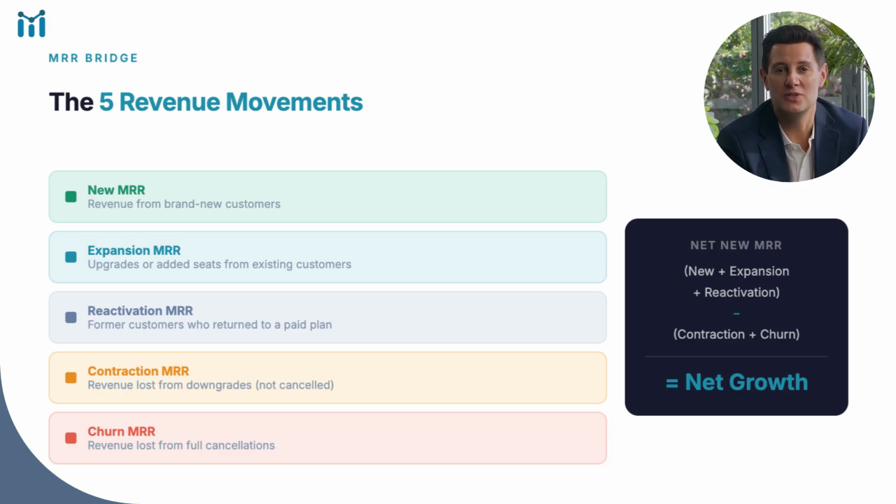New MRR, which is revenue from brand new customers. Expansion MRR. Additional revenue from existing customers who upgraded or added seats. Reactivation MRR. Former customers who return to a paid plan. Contraction MRR. Revenue lost when customers downgrade but don't cancel. Churn MRR. Revenue lost from customers who cancelled entirely. And then this leads to your net new MRR, which is new plus expansion plus reactivation minus contraction plus churn.